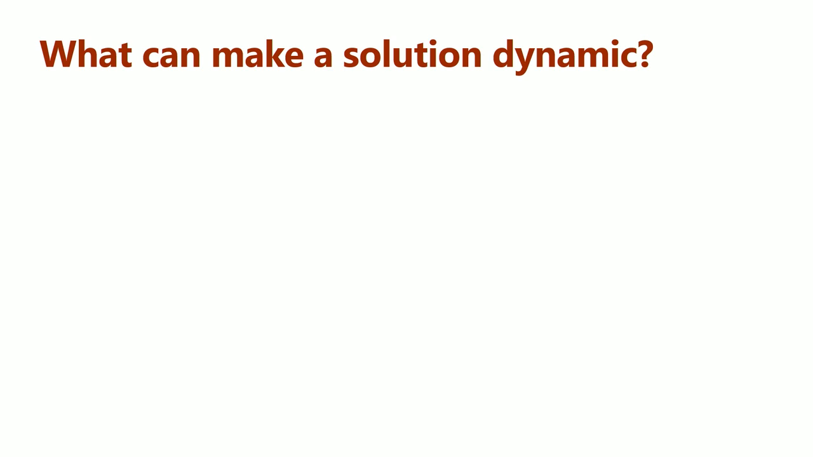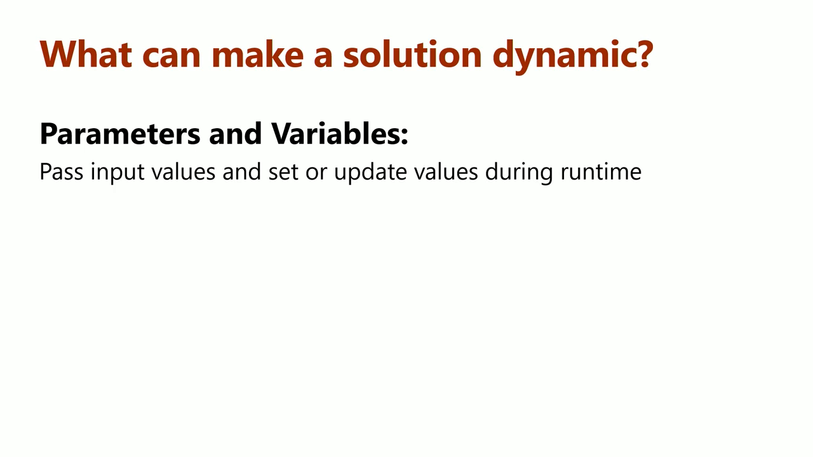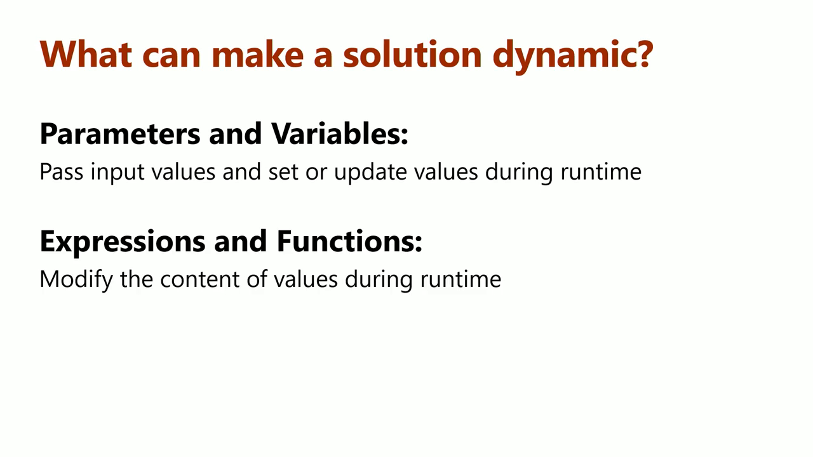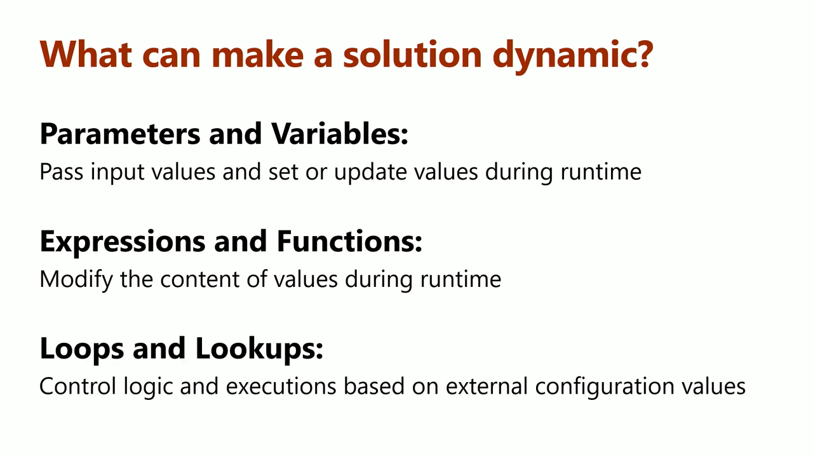So what can make a solution dynamic? There are a couple of different things that you can use inside of Azure Data Factory. First is when you're working with parameters and variables. These are ways to pass input values into your pipelines or to modify those at runtime. You can also use expressions and functions to change the content of those values at runtime again. And then finally, you can use different loops and lookups to externally configure and drive the pipeline executions. And we're going to look at some examples of this in this session today.